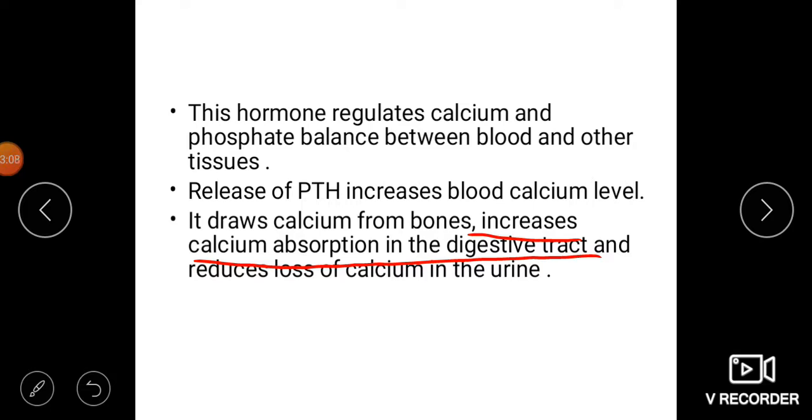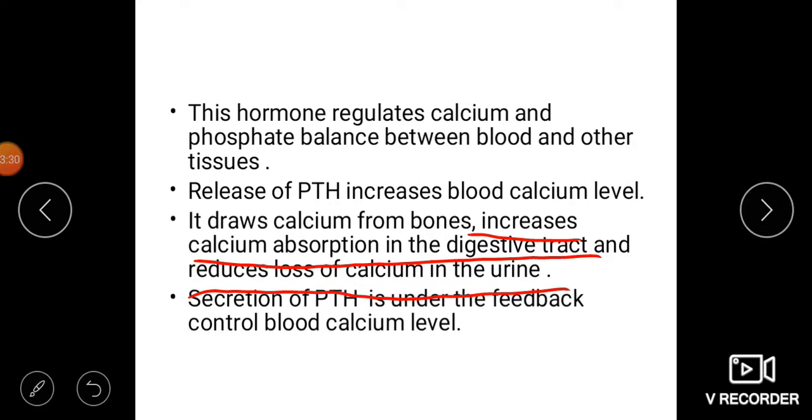It can draw calcium from the digestive tract, from the digested food. It can draw calcium from the bone and bring it to the blood, and it also prevents the loss of calcium through the urine. By these three mechanisms, PTH can increase the level of calcium in the blood. One, it can draw calcium from the bones. Two, it can facilitate the absorption of calcium from the digestive tract. Three, it also reduces the loss of calcium through the urine.